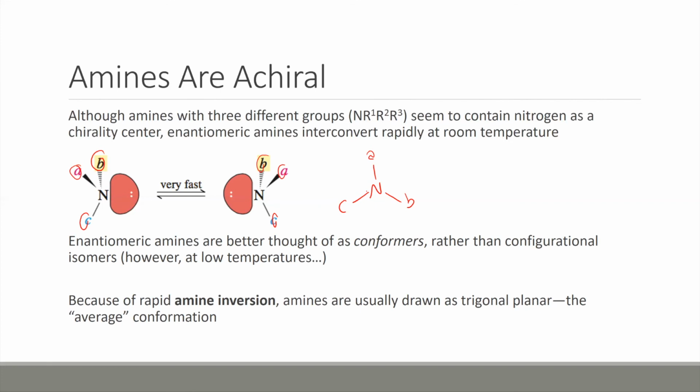Now note here that at low temperatures, we can actually stop the amine from flipping between the two. And so at a very, very low temperature, you would actually see 2 different enantiomeric amines that would exist.